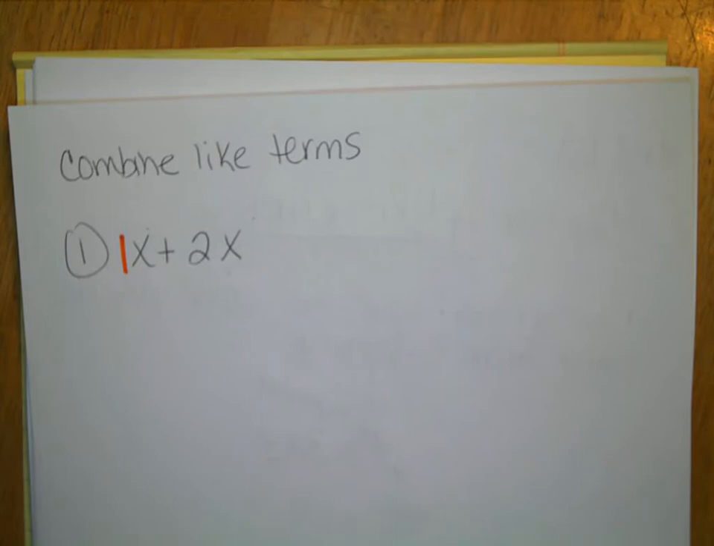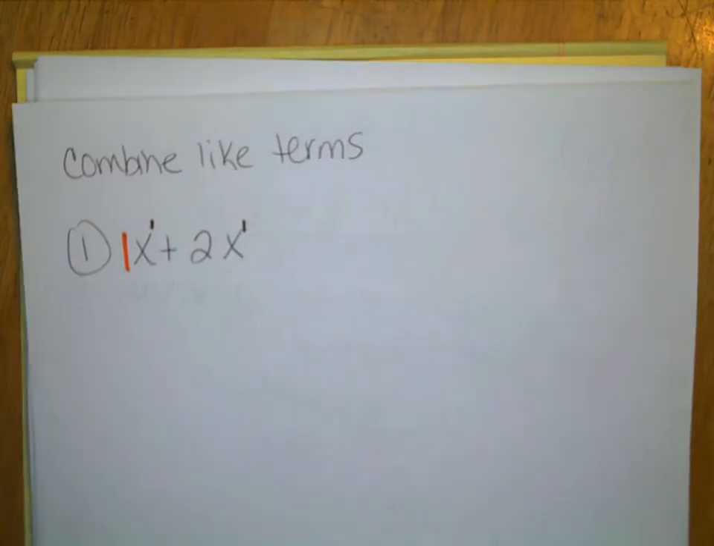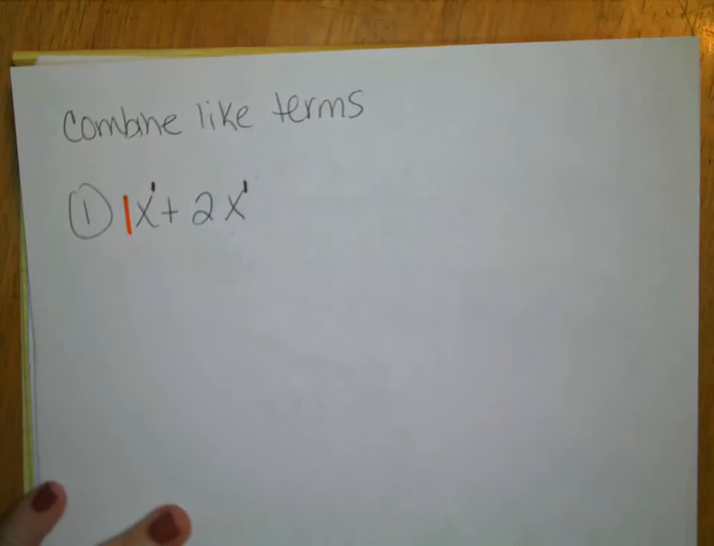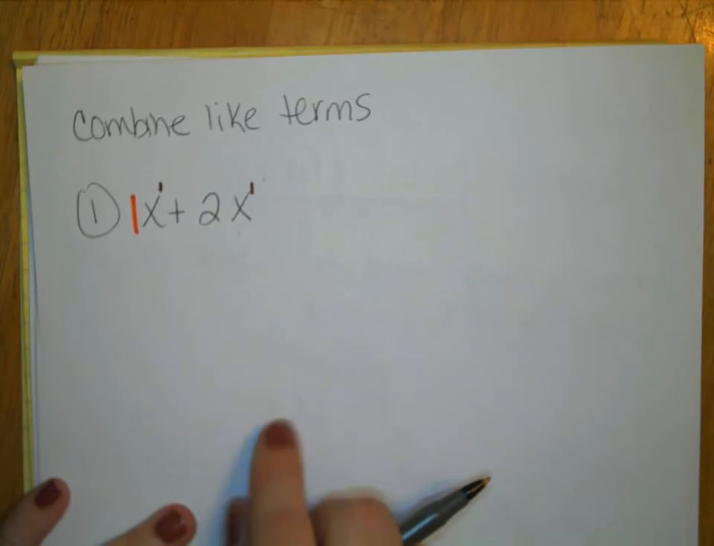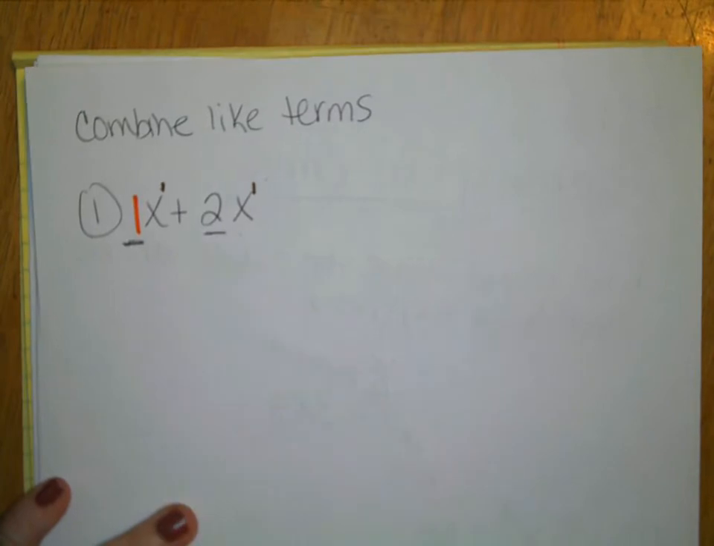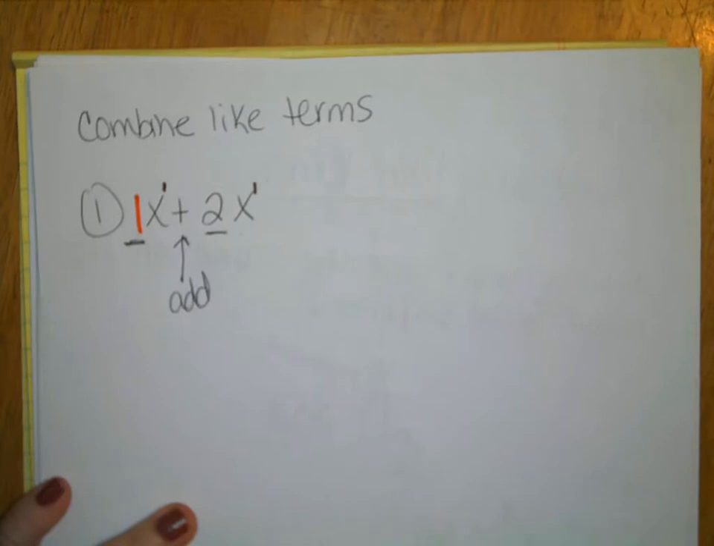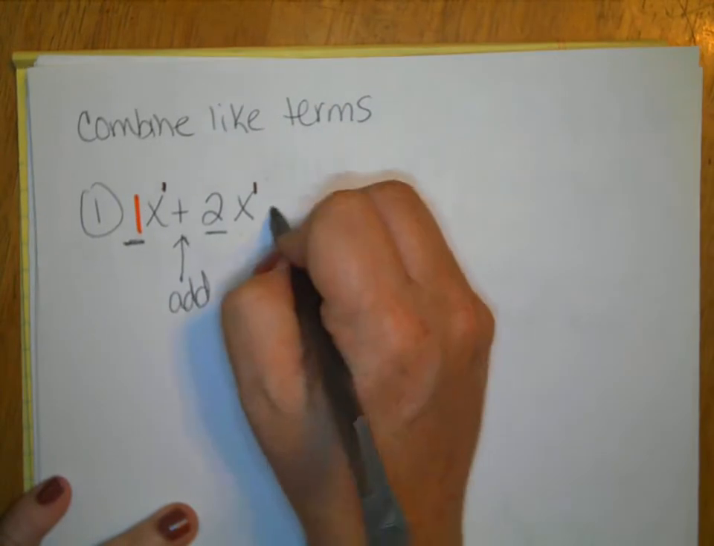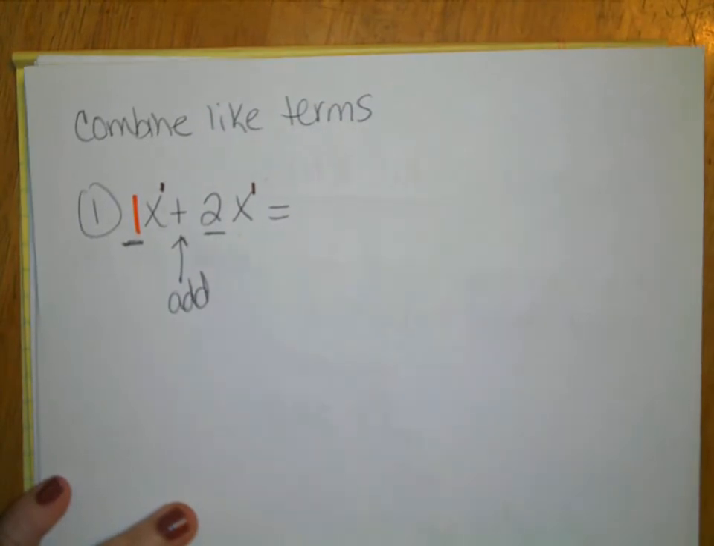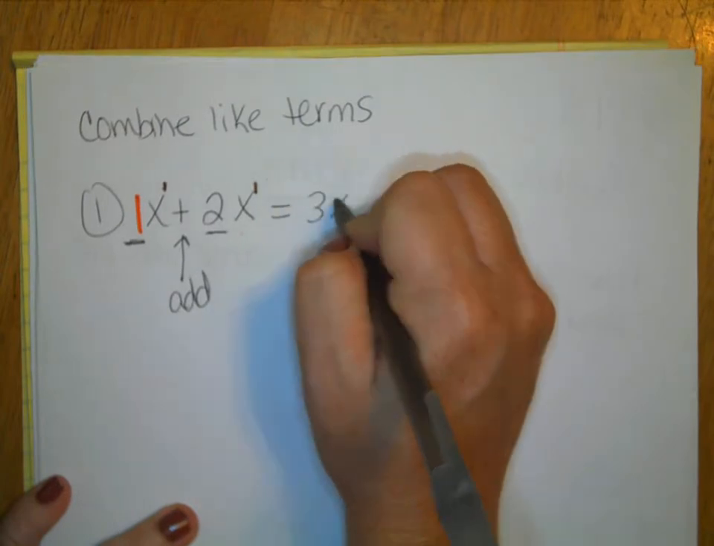So I want you to make sure you understand that. When we combine like terms, all we do is add or subtract the numbers in front, but it's telling me right here to add. And we keep the variable and the exponent. So 1 plus 2 is 3. Keep the variable, keep the exponent. Now you don't have to put the 1 for the exponent, but you can if it makes you feel better when you're first doing this.